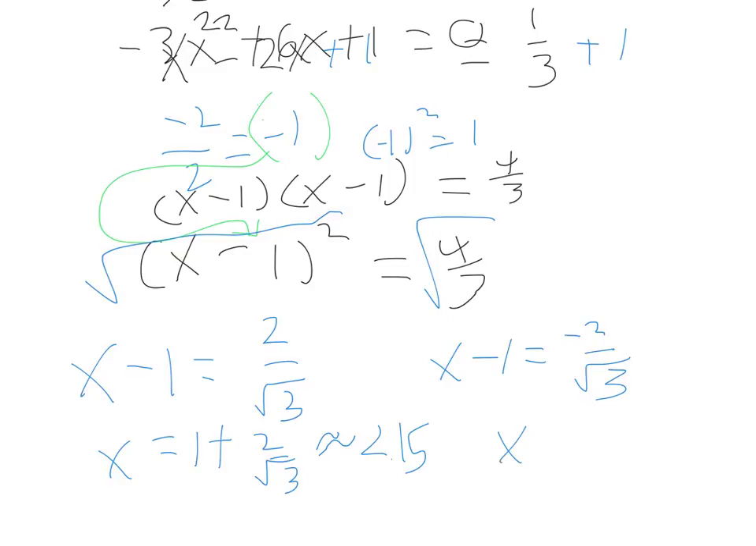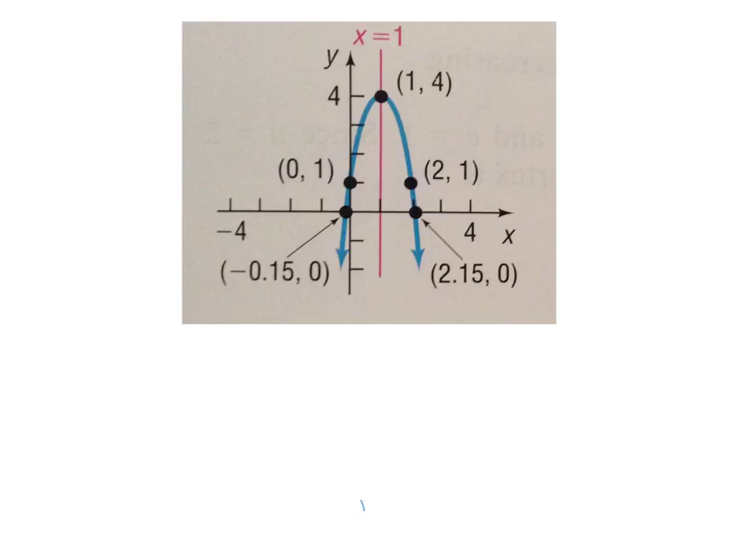And then this 1 minus 2 over the square root of 3, which I think is approximately negative 0.15. So if we graph the function, it would look something like this. So if you notice here, it has the roots we discovered, the x-intercepts of 2.15 and negative 0.15, and the vertex we determined, and the x-symmetry. Alright, so let's move on to part B, the domain and range.